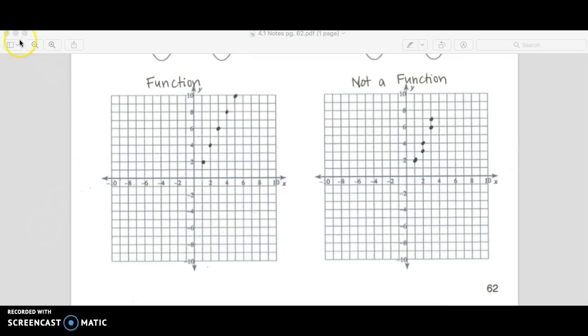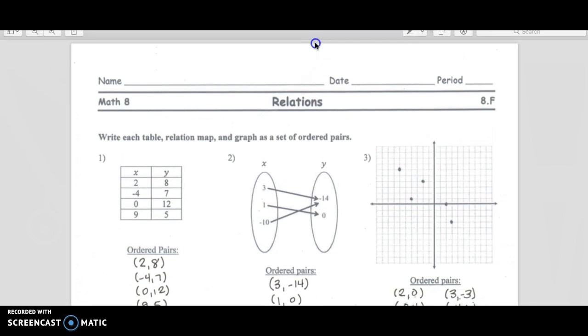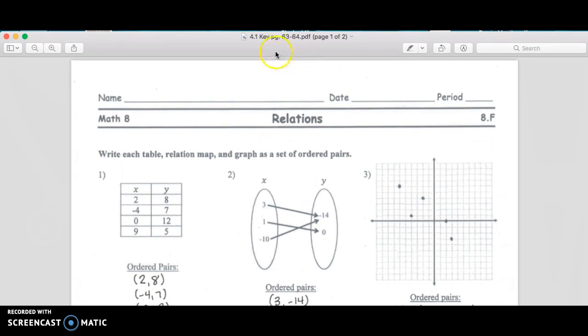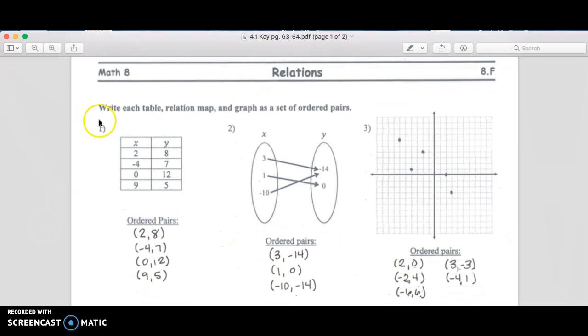Let's go ahead and look at the homework assignment for this, and this is the key for pages 63 and 64, and it's relations. The directions say write each table, relation map, and graph as a set of ordered pairs. So if we look at this, x value is 2, the y value is 8, so we have our ordered pair 2, 8. Negative 4, 7, so we have our ordered pair negative 4, 7, and so on.